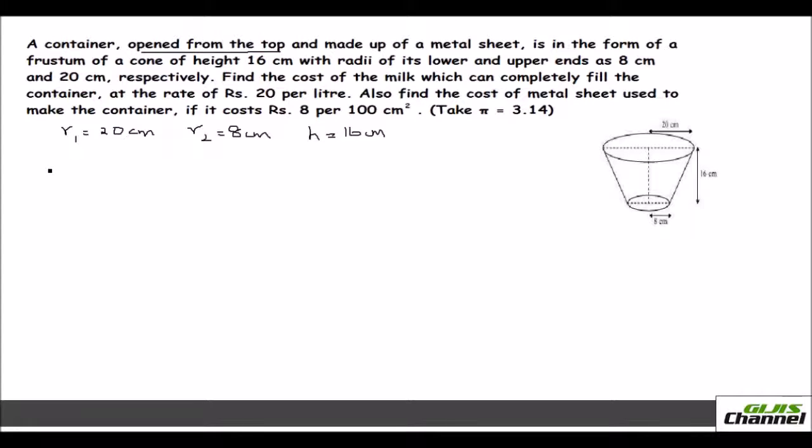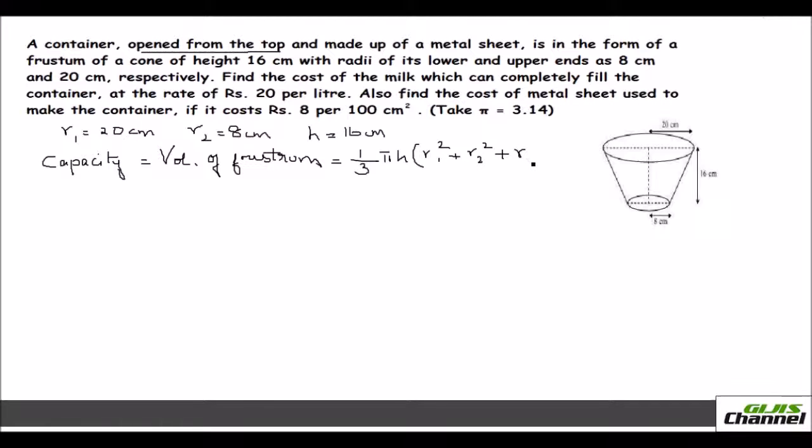Now first I need to find the capacity. So the capacity means volume, right? How much it can hold. So capacity is equal to volume of frustrum. So I'm going to use the formula for this. Volume of frustrum is equal to 1 over 3 pi h, and this is R1 square plus R2 square plus R1 times R2.